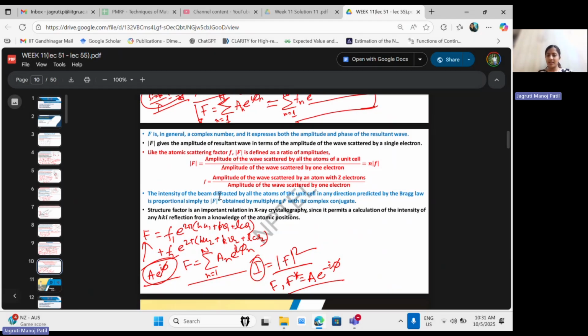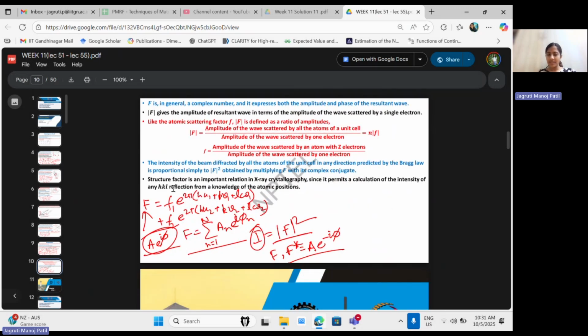Okay, so now the intensity of the beam which is diffracted by atoms of the unit cell in any direction predicted by Bragg's law is proportional to this square, obtained by multiplying this by its complex conjugate. So if you multiply f times the conjugate of f, the magnitude comes out to be f square. So they are saying that the intensity of that diffracted beam, which we get from Bragg's law, in any particular direction, is proportional to the square of this ratio of amplitudes. Structure factor is an important relationship in crystallography since it permits a calculation of the intensity from a knowledge of the specific locations that you have.